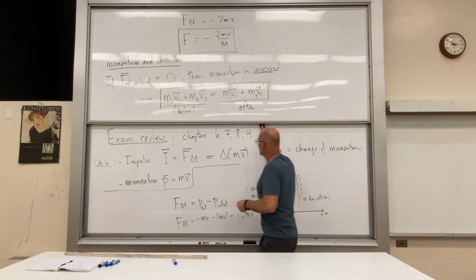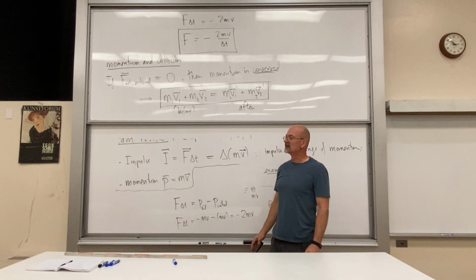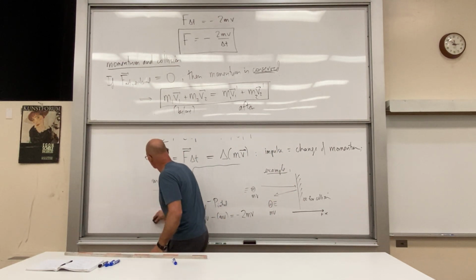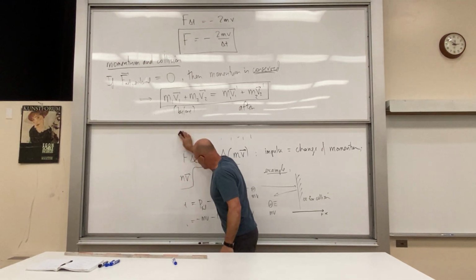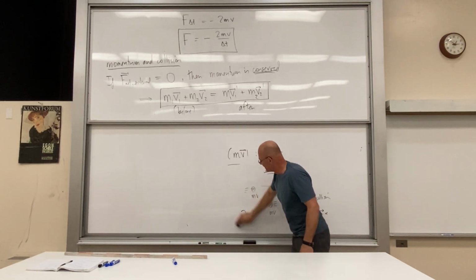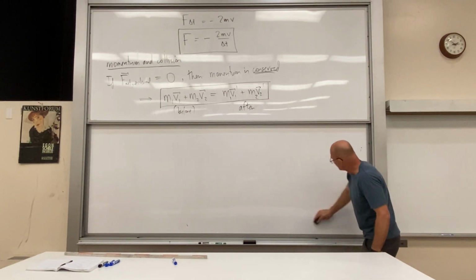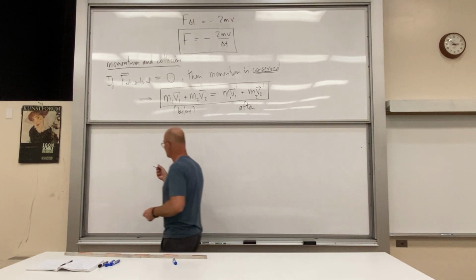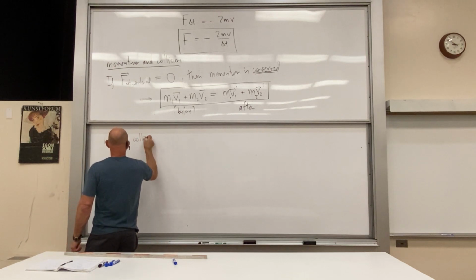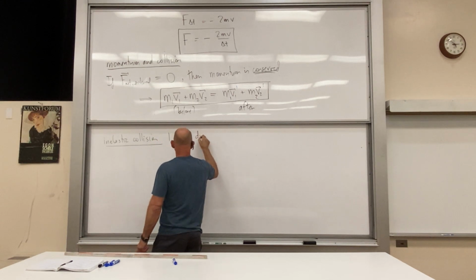The one I wanted you to know very well was the perfectly inelastic collision. I'm just going to say inelastic collision, and that's when things collide and stick together. So what we want to be able to do with the inelastic collision is both one and two-dimensional cases.